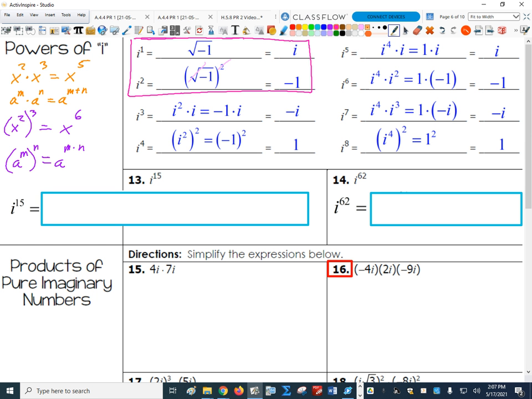What's it mean to be even? Divisible by 2, right? So with an even power of i, you could always write that as a power of i squared. So i to the 62 is i squared to what power? 31, good. Okay, i squared is just -1, right? So that's saying -1 to the 31. What's that?